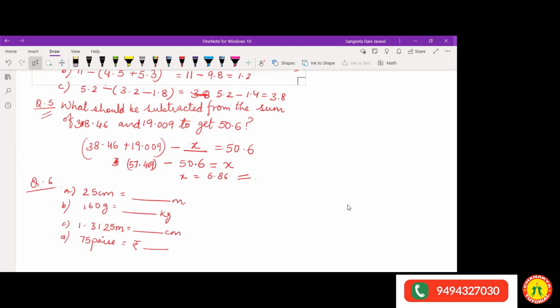Ma'am, could you say once again? Can you see the screen? Yes, ma'am, it's written on the screen. Tell me the A part. 25 centimeters to meters. 25 centimeters will be how many meters?